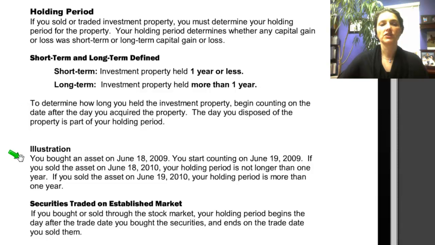And here's an illustration. You bought an asset on June 18, 2009. You start counting on June 19, 2009. If you sold the asset on June 18, 2010, your holding period is not longer than 1 year. If you sold the asset on June 19, 2010, your holding period is more than 1 year.